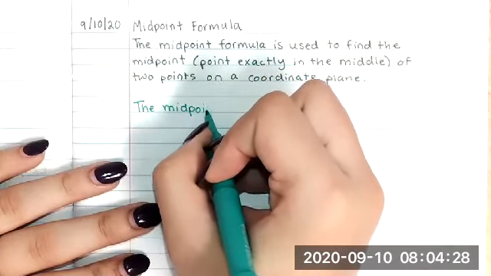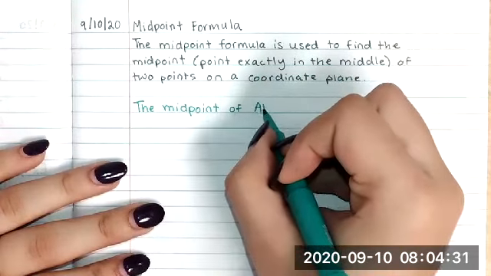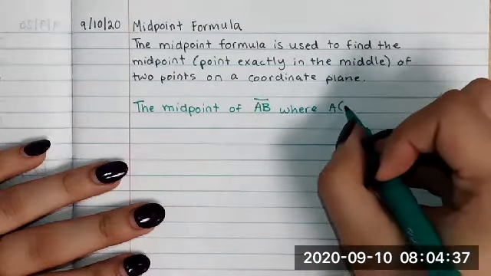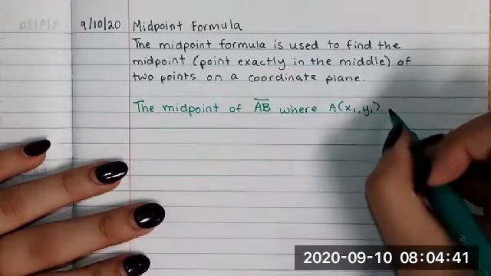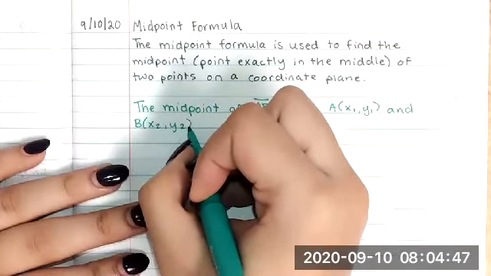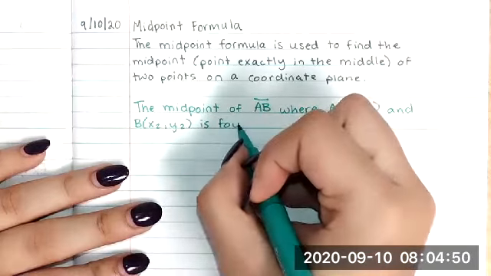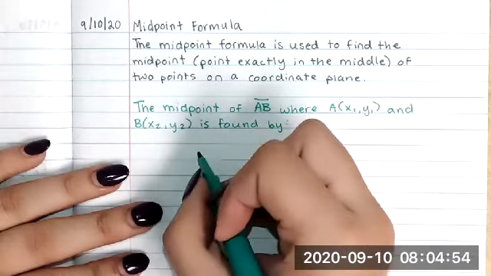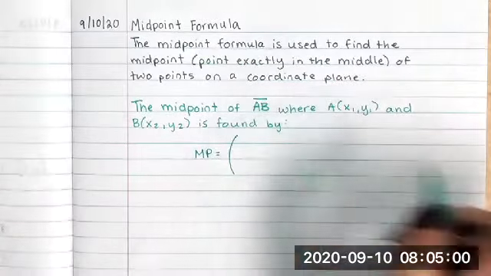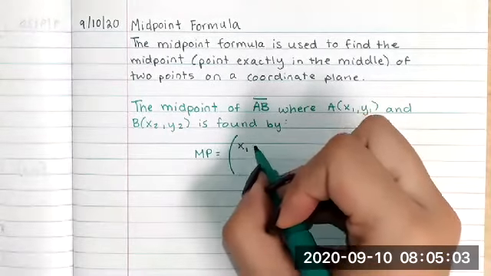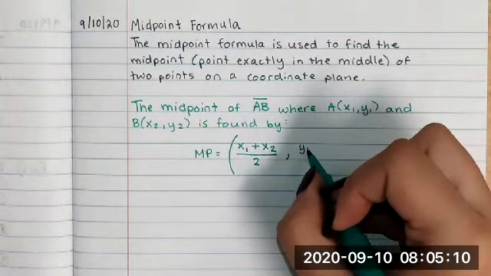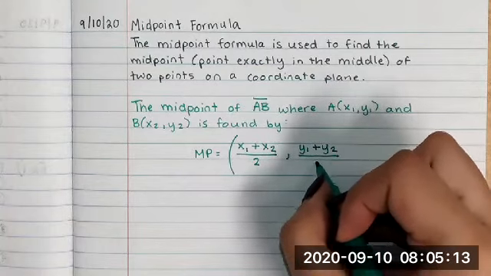So the midpoint of line segment AB, where A is (x1, y1) and B is (x2, y2), is found by MP for midpoint is equal to (x1 plus x2 divided by 2, comma, y1 plus y2 divided by 2).